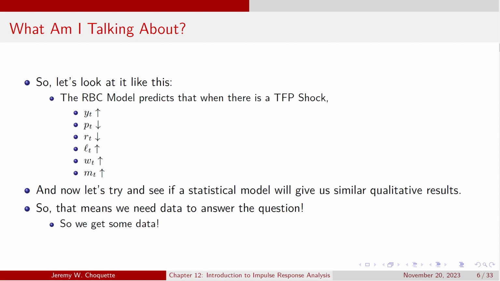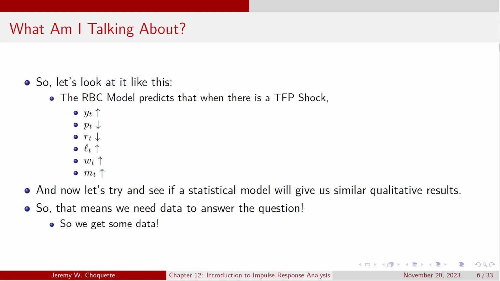Look at a total factor productivity shock for the real business cycle model. What does it tell you? Well, it says output increases, right? The source of the shock is in output. So that production function shifts up. Because of that, the price level falls because you get an aggregate supply shock. Aggregate supply increases. You get a drop in the real interest rate. You get an increase in employment, hours worked, or just overall employment increases.